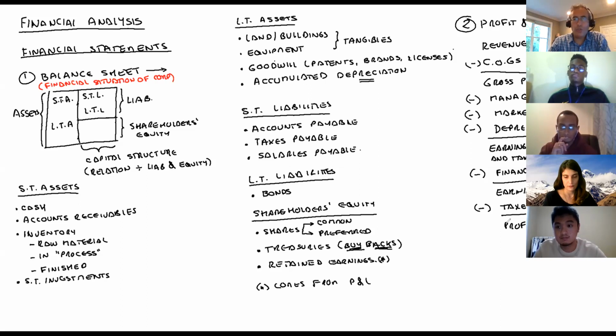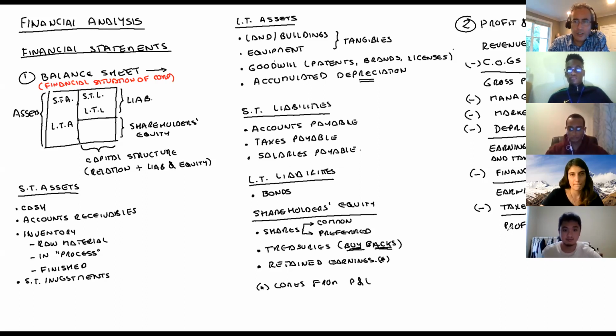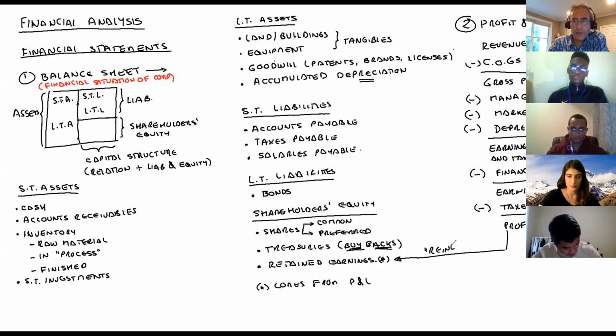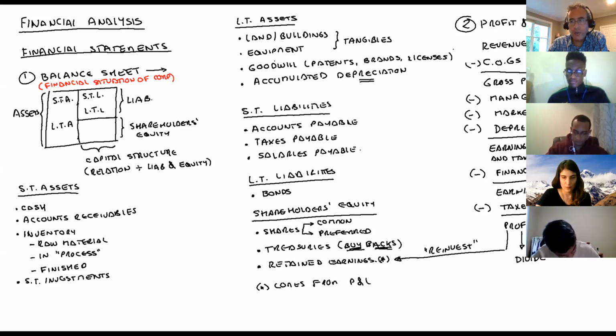Okay. And what do you do with the profits, guys? Or what do corporations do with the profits? Either reinvest or buyback. Exactly. So if corporations want to reinvest, okay, this is where it goes here. So this reinvestment is called retained earnings. And of course, what you can do is you can simply pay dividends to the owners, right?